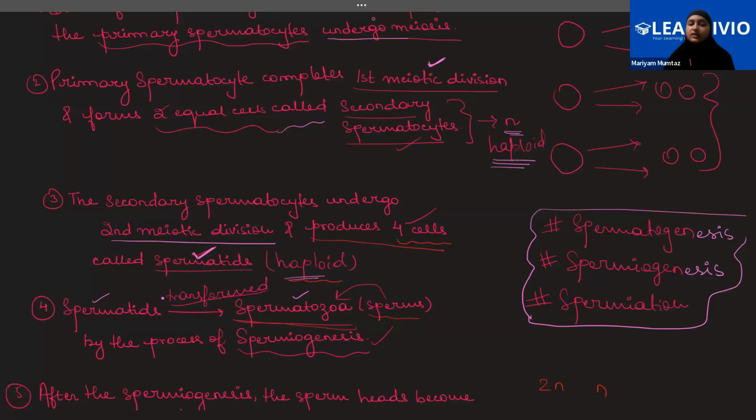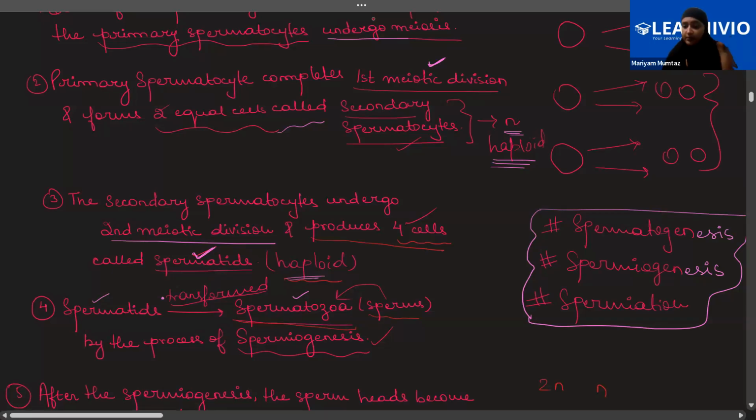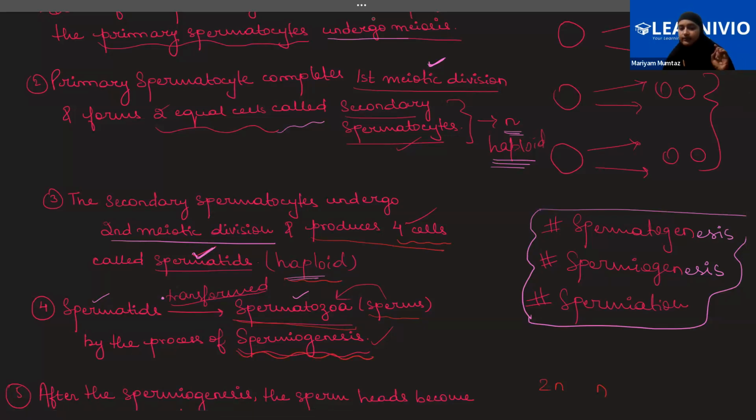Now the spermatids get transformed into spermatozoa. Transformation means change in the way they look. So spermatids get transformed into spermatozoa, which is the sperm. And this process of transformation is known as spermiogenesis. Spermiogenesis means, just imagine it, the spermatids are getting a makeover. They maybe wore a tie and stuff, so they got transformed.